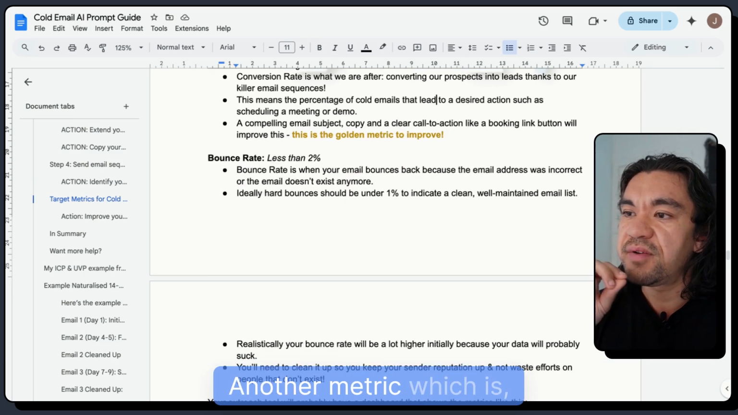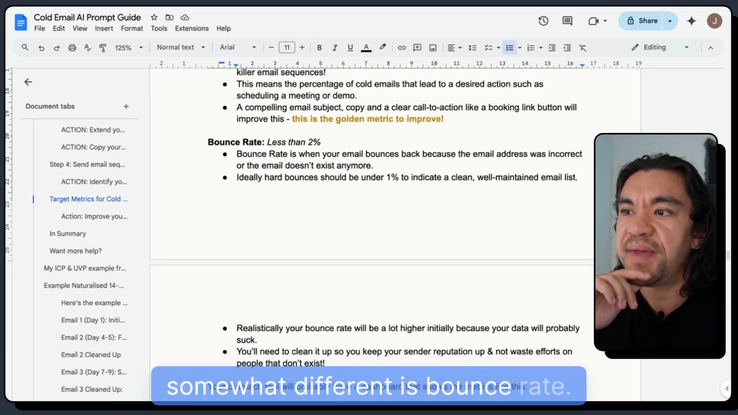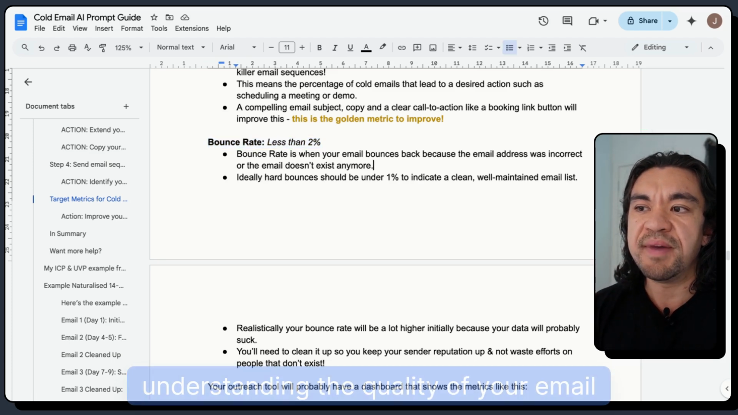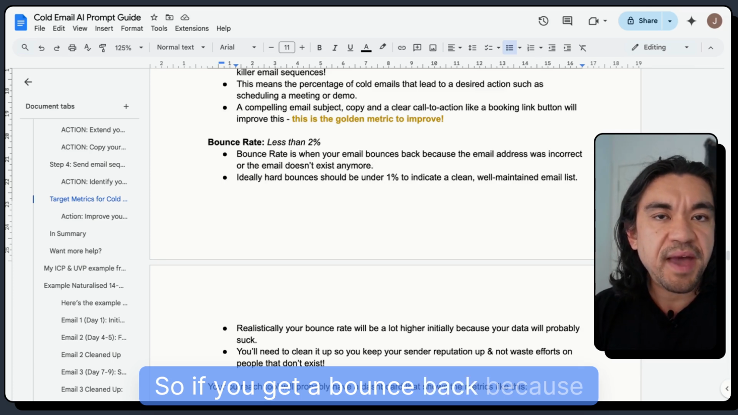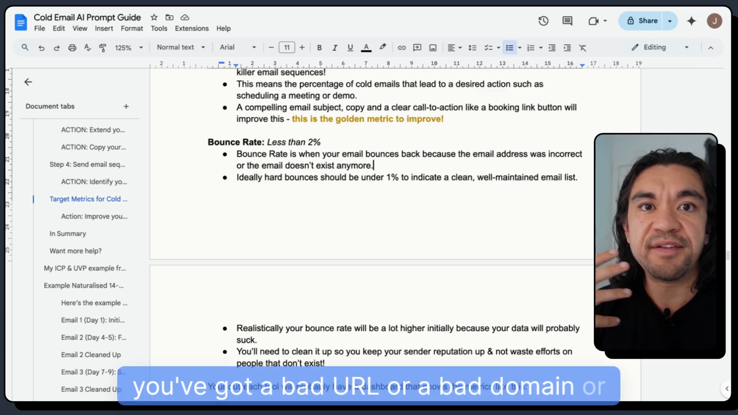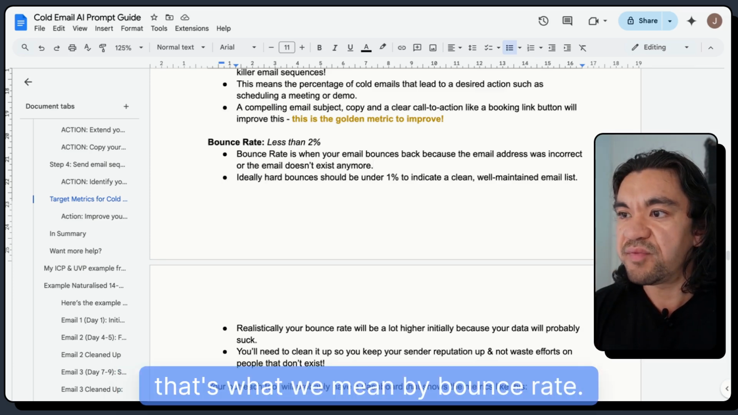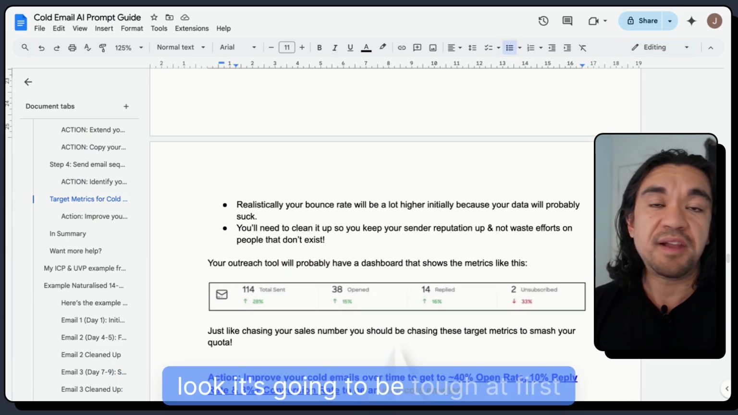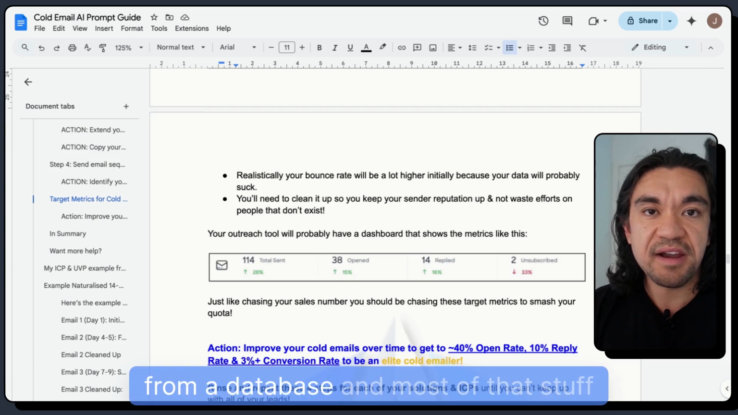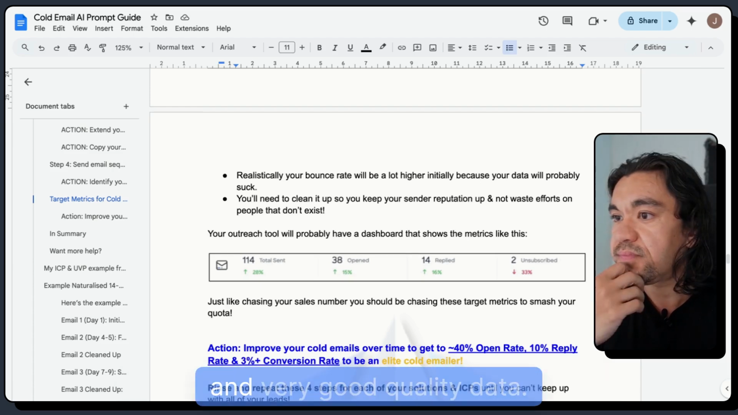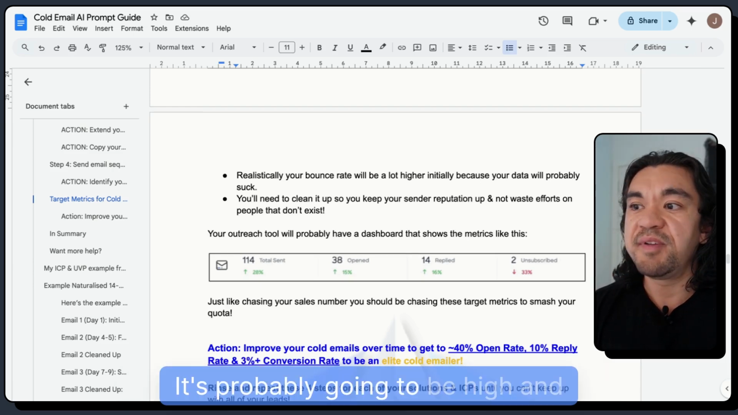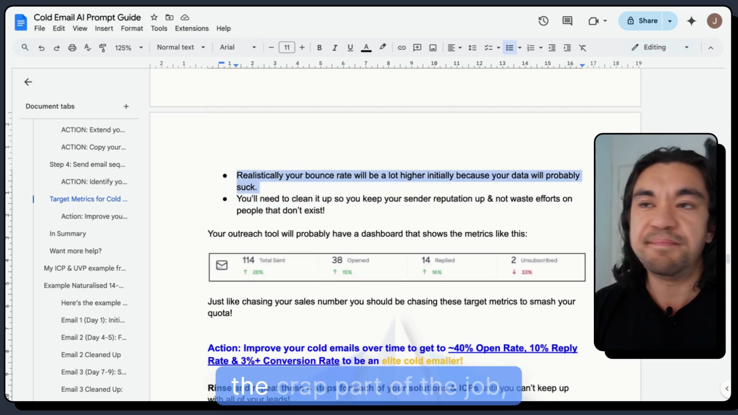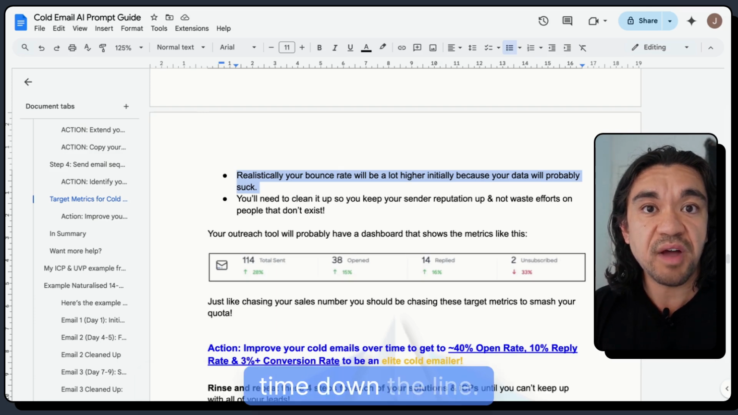Okay, another metric which is somewhat different is bounce rate. And bounce rate is basically understanding the quality of your email data. So if you get a bounce back because you got a bad URL or a bad domain or a bad email address, that's what we mean by bounce rate. So less than 2% means that your data is clean. Look, it's going to be tough at first because you're probably scraping data from a database and most of that stuff isn't very good quality data. It's probably going to be high and you just got to clean it up, and cleaning up CRMs is the crap part of the job, but you've got to do it to save yourself time down the line.